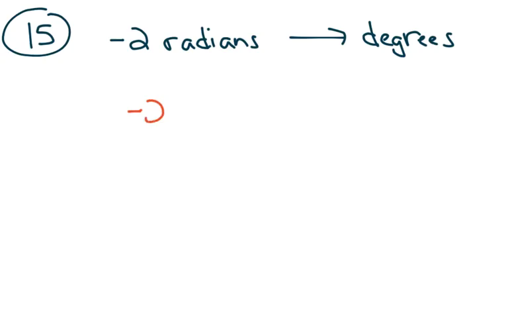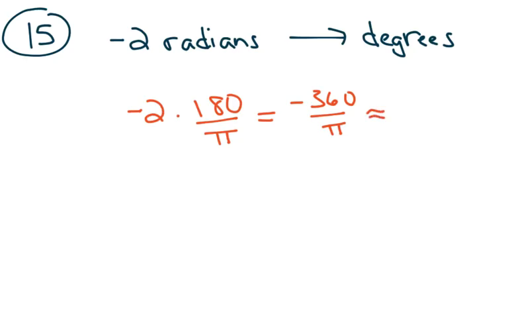So to change radians to degrees, you multiply by 180 over pi. This is a case where I'm just going to multiply the numerators, and then I'm going to divide by pi, using the pi function on my calculator to get the most exact answer. Don't use 3.14. So you should get approximately -114.6 degrees.